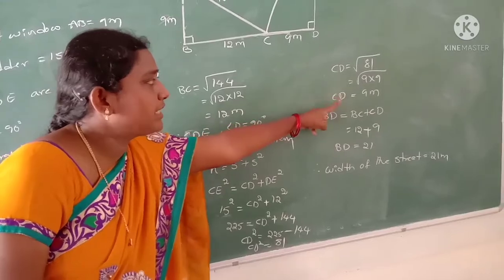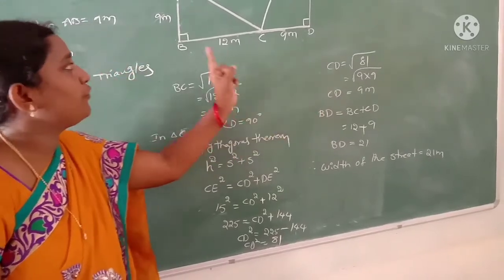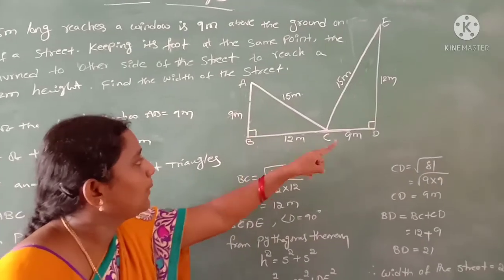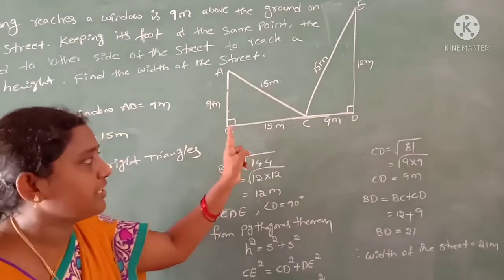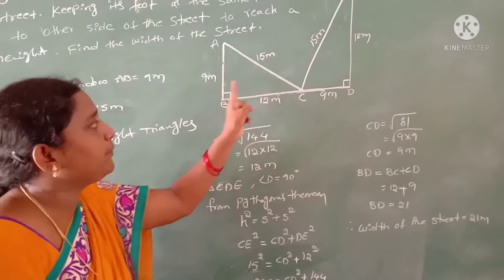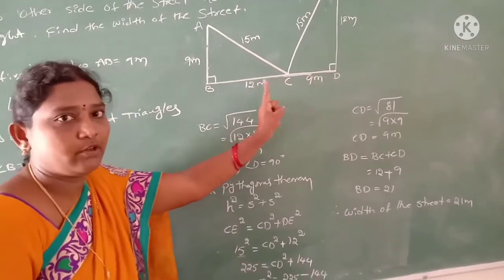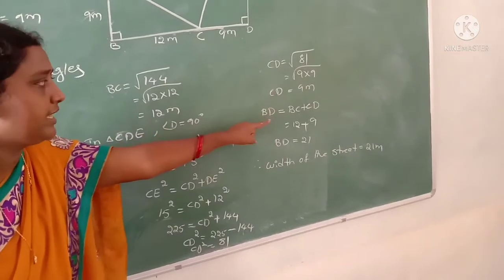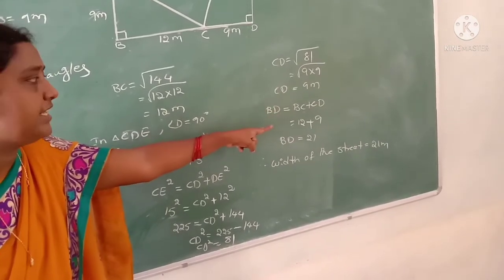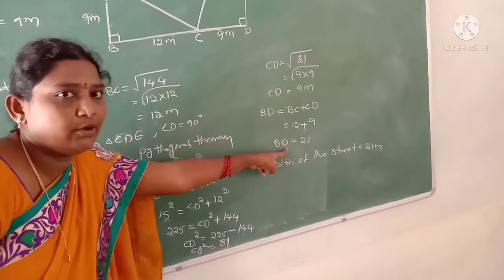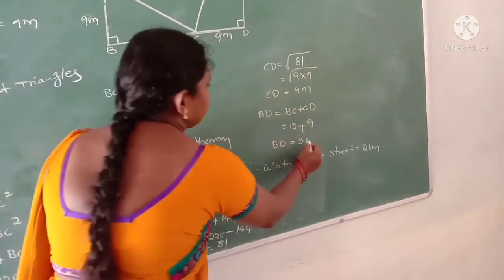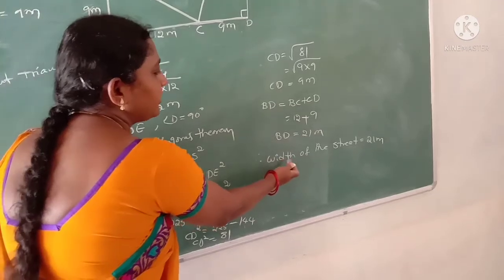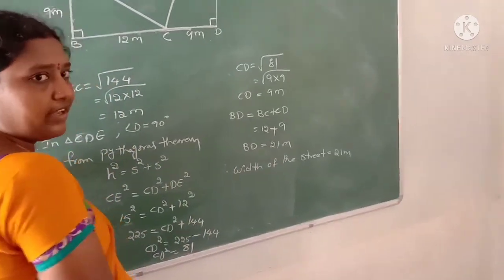CD value 9 meters. Next, we find the width of the street. So width of the street means BD is the width of the street. So we write BC plus CD equal to BD. We find the BD value, BC plus CD. Substitute the BC and CD value. We get the BD value 21 meters. So BD, the width of the street, is 21 meters.